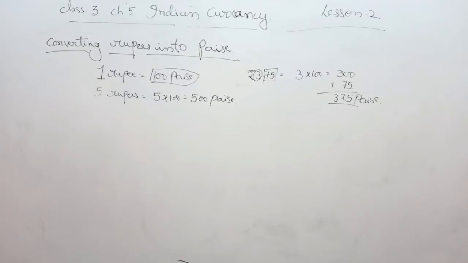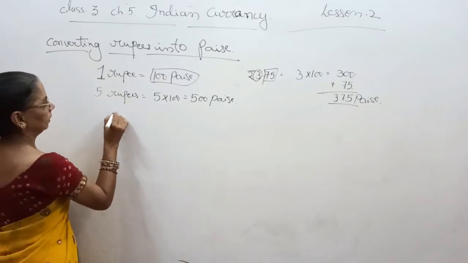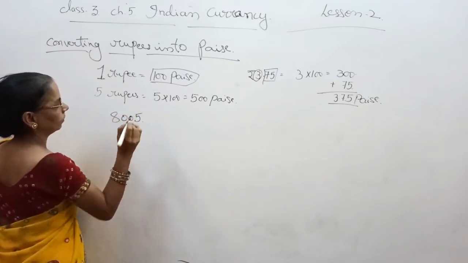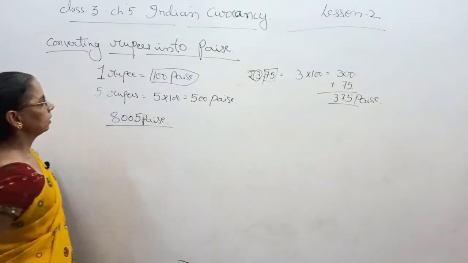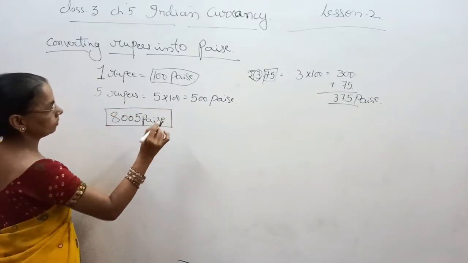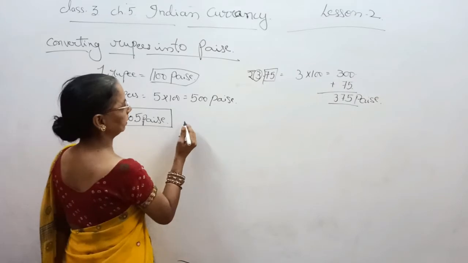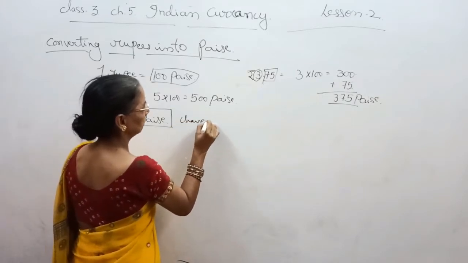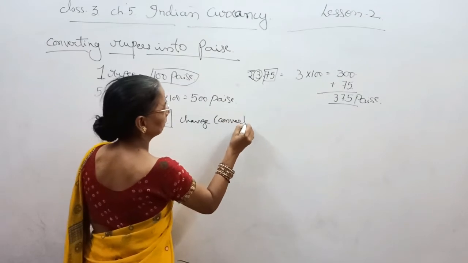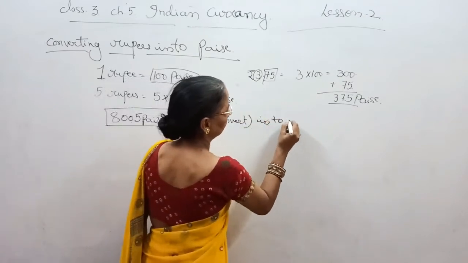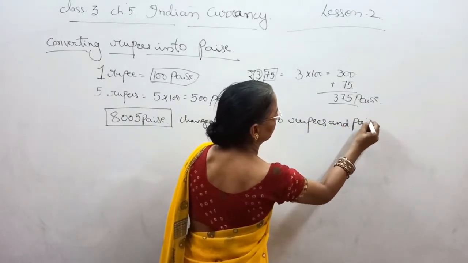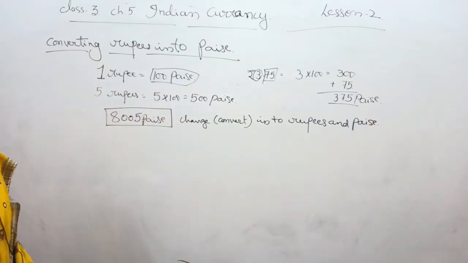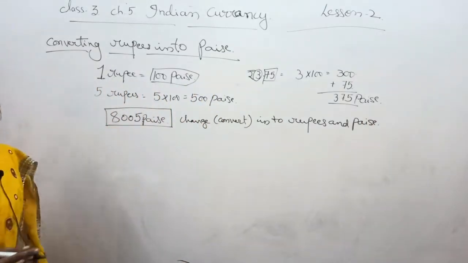Now, suppose we get 8005. It is paise. Now we have the question in paise, but we have to convert it into rupees and paise.